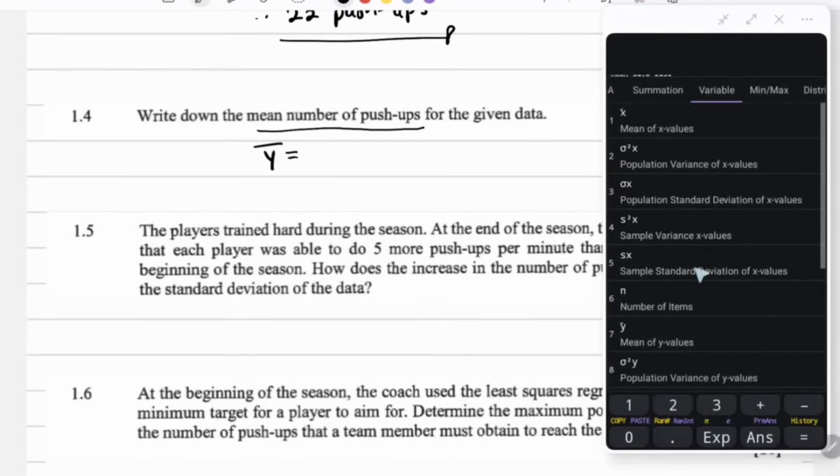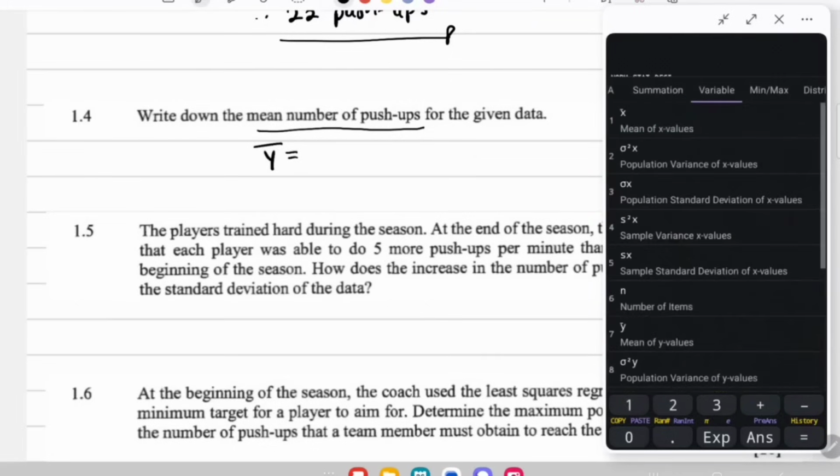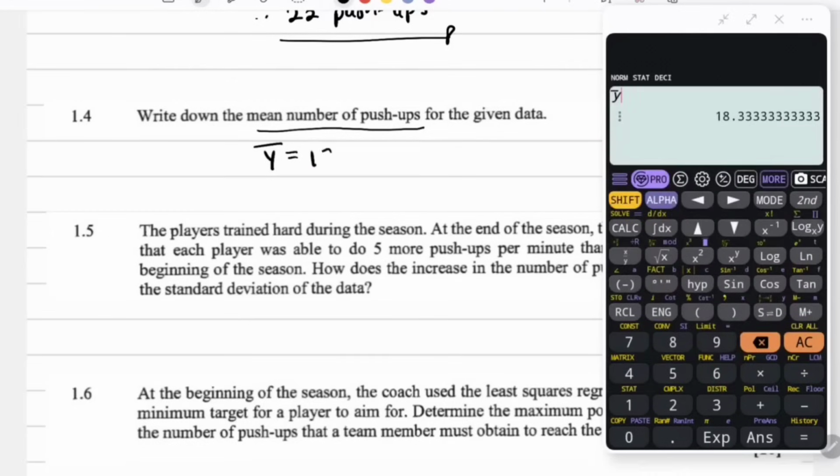So the mean of the Y values, that is going to give you, okay, I must always delete my data first and then actually do that. If not, it just multiplies. So that gives you 18.33. I will just leave it like that, but the mean number of push-ups is really just 18. So on average, the team did 18 push-ups. Okay, so that is 1.4.